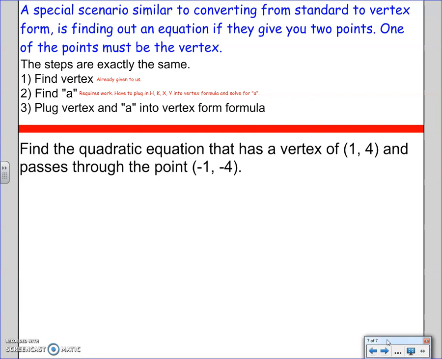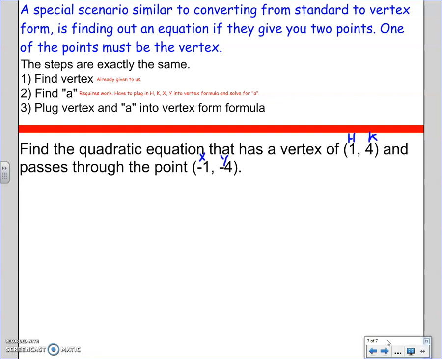Now, unlike the other one where we had A already, we got to find the vertex. Here, we already have the vertex, we got to find A. A requires some work, and that's where we have to plug in HKXY to the vertex form equation and solve for A. So let's try it. Find the quadratic equation as the vertex 1, 4, and goes to the point, or passes the point -1, -4. So this is our HK, our vertex.